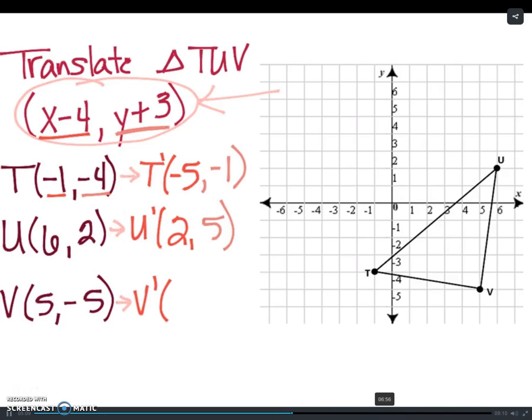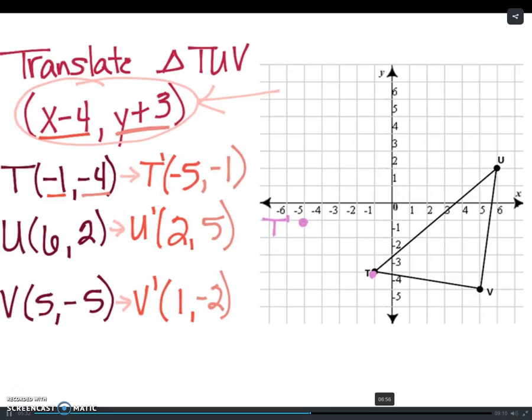v prime, excuse me, becomes 1, negative 2. And we're going to go ahead and graph them just to check our work. All right, so we'll start with t, which was originally here. And for t prime, we go back negative 5 and down 1. This is t prime.